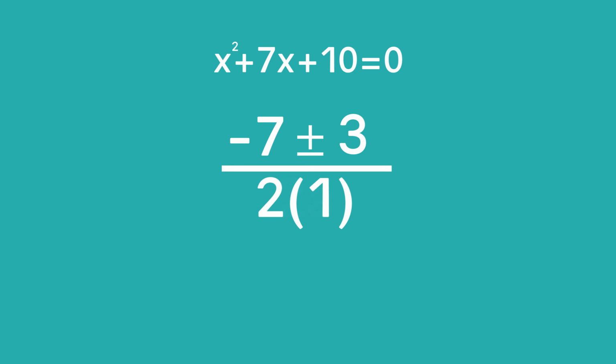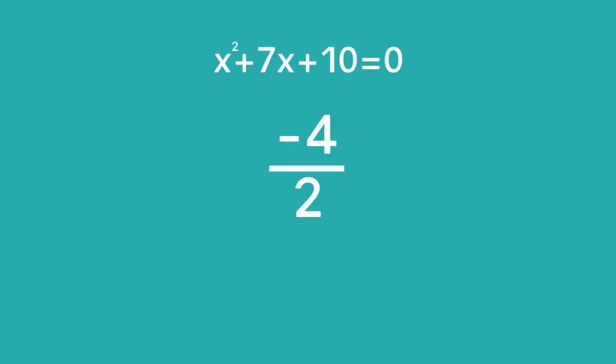We know that a is 1. 2 multiplied by 1 is just 2. And so the denominator is 2. Let's do the plus path, say. First, we can do minus 7 plus 3, which is minus 4. Minus 4 over 2 is just minus 2. So that is one value where the expression evaluates to 0, meaning it is an x-intercept.